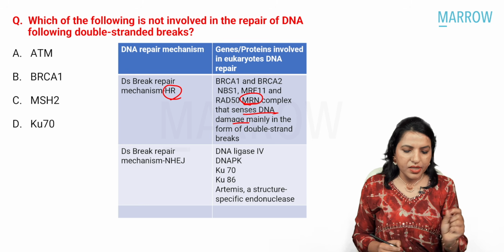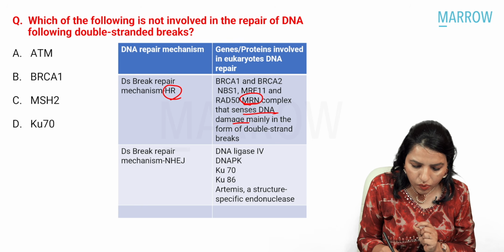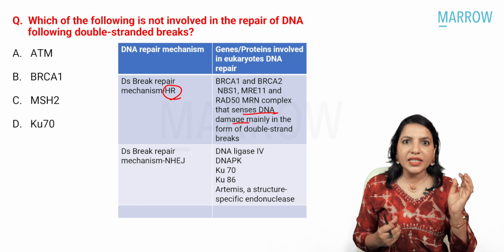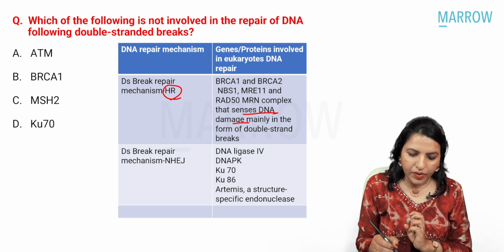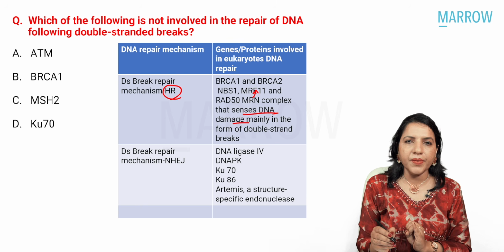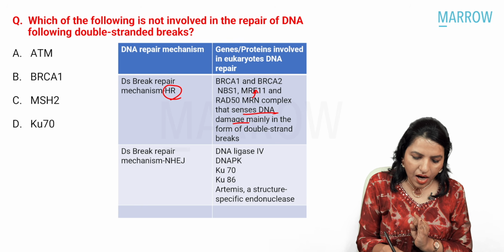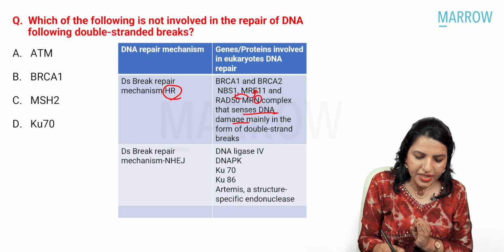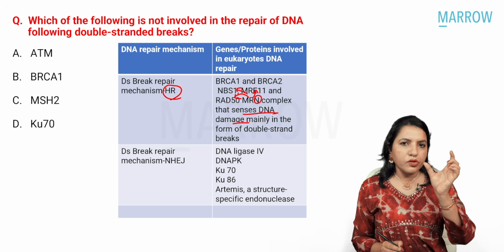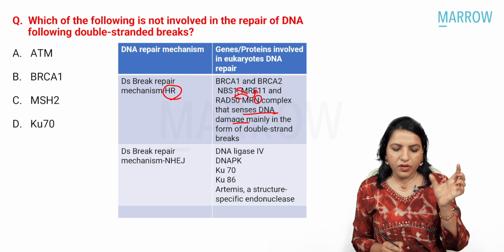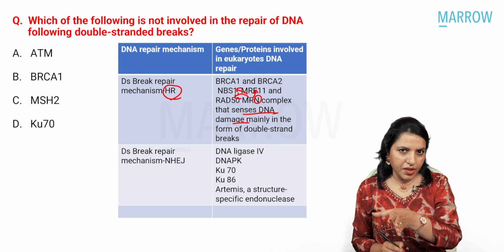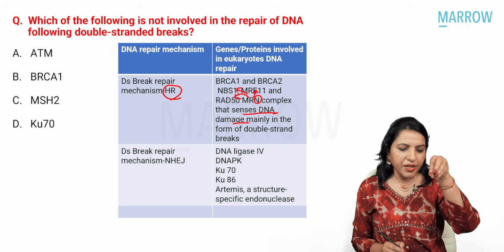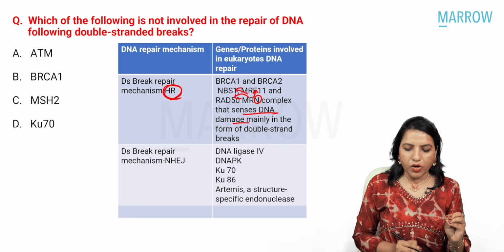What does MRN stand for? It is the trimolecular complex of three proteins. M stands for MRE11, R stands for RAD50, and N stands for NBS1. This is called the MRN complex, which has MRE11, RAD50 and NBS1. This trimolecular complex helps in homologous recombination.